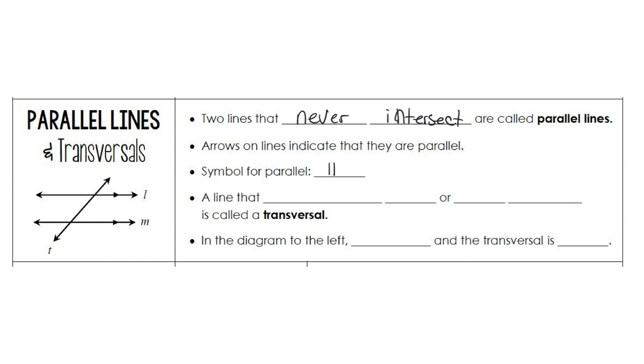A line that intersects two or more lines is called a transversal. So right here, this line, line T on our example, is the transversal. This guy right here intersects, so he crosses those parallel lines. In the diagram to the left, line L is parallel to M, and the transversal is T.